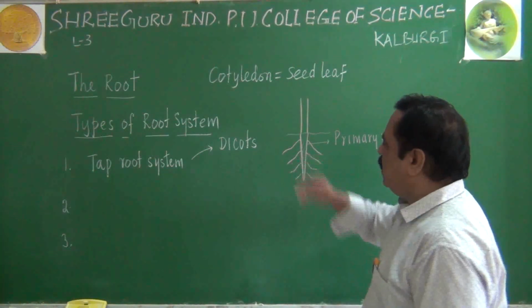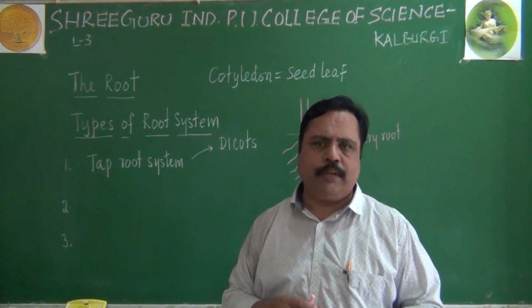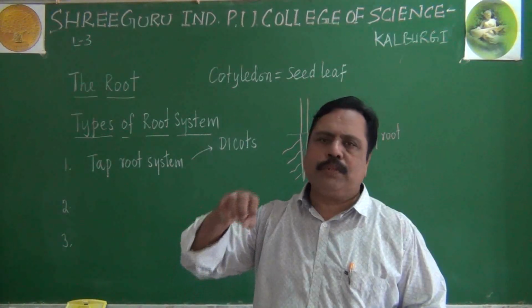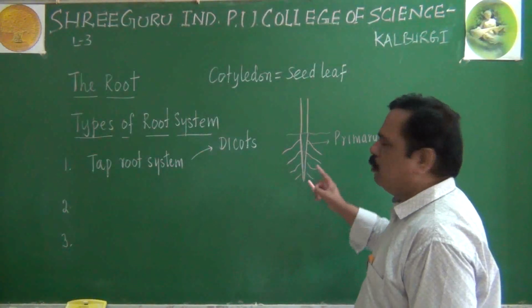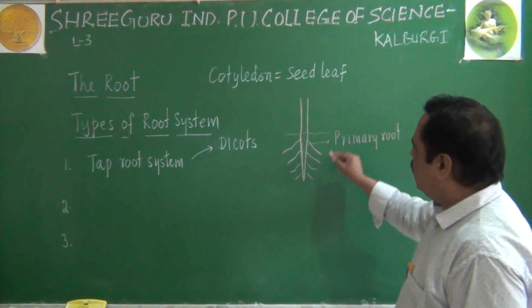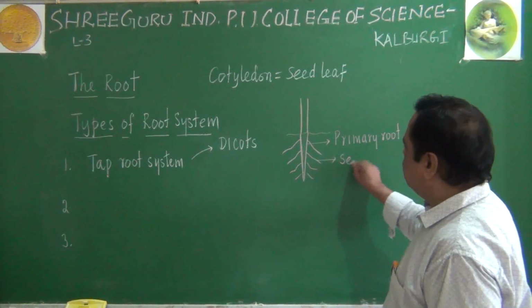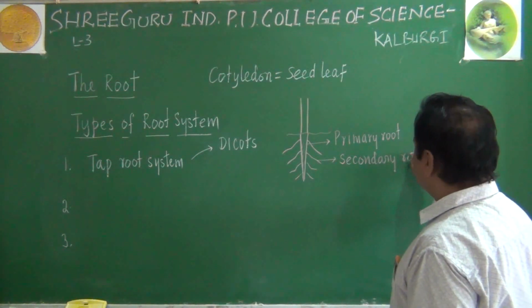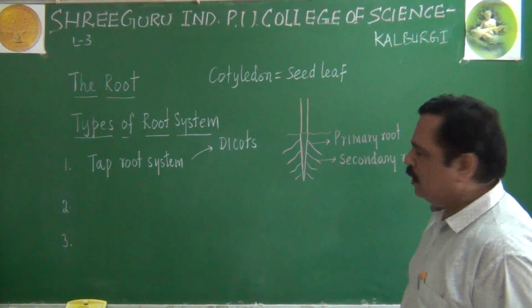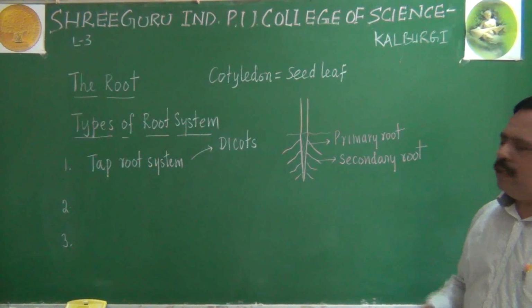Why must there be branches? In order to fix firmly into the soil, as well as to absorb more nutrients from the soil, they will produce some more branches. The branches of the primary root are called secondary roots, remember. So there is a primary root and there is a secondary root.